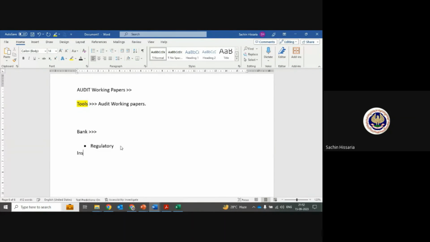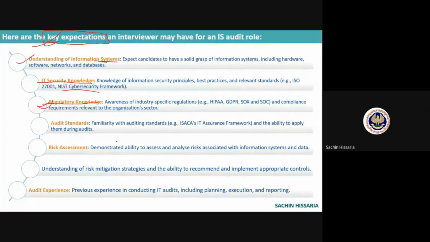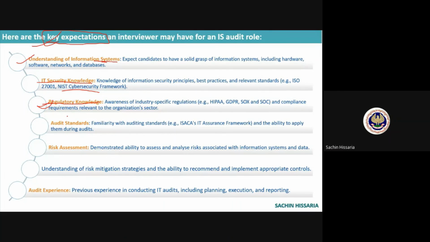If you are applying for insurance, then accordingly you need to check what requirements are applicable to the insurance company. So you should have a clear understanding about the regulatory knowledge. We should know what the audit standards are. For auditing standard, I have given you a reference of IT Assurance Framework, ITAF, correct? We should know what risk assessment is. For risk assessment also, I have explained an end-to-end process.